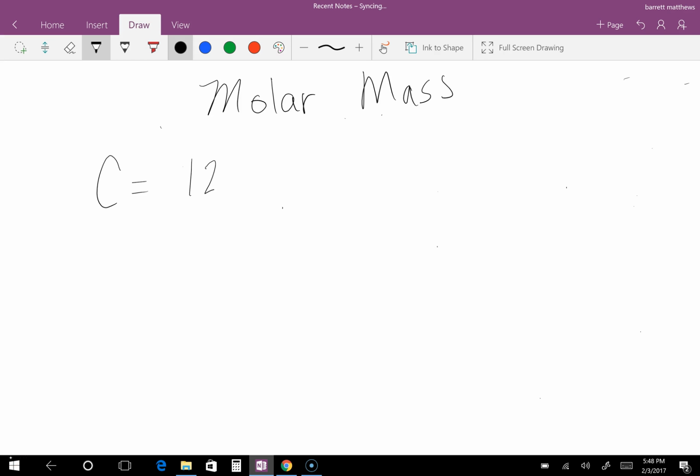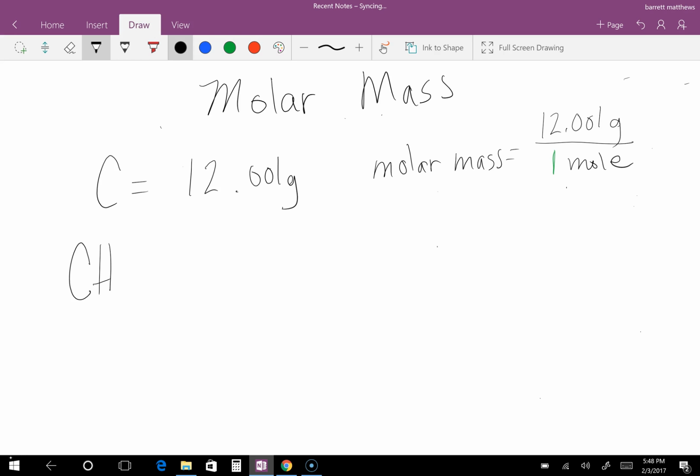Let's take a look at a simple example. Carbon is simply an element. The periodic table has it listed as 12.001 grams. Therefore, the molar mass is 12.001 grams per 1 mole. So the periodic table masses are essentially the molar masses of each element.